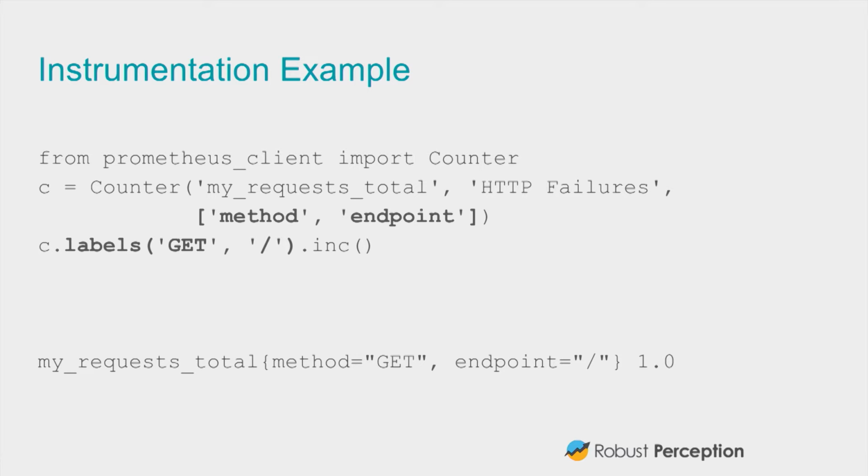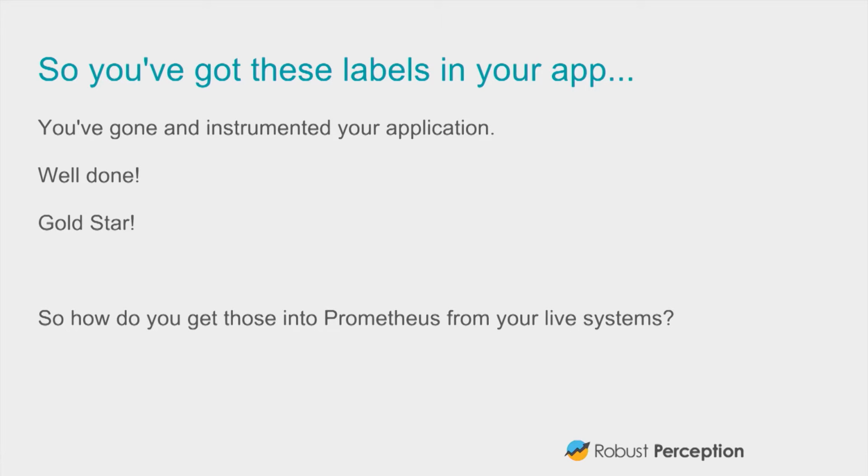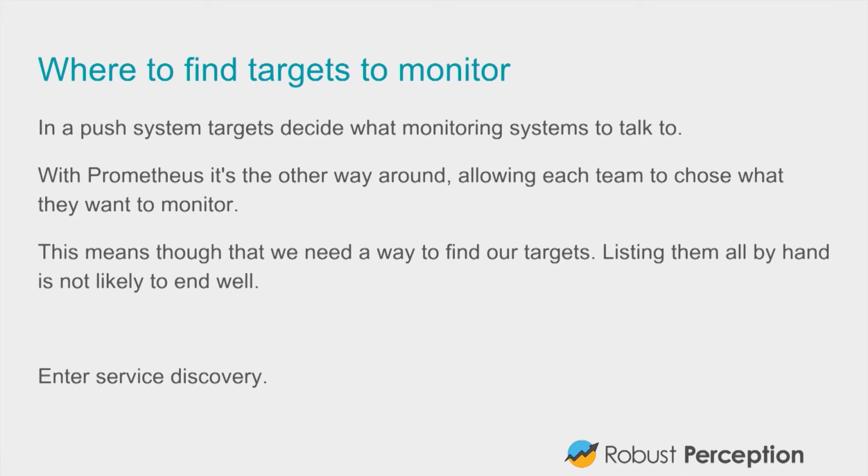So here's a Python example. You add these bits and you can get your method and endpoint for HTTP. Nice, simple example, and it looks like this in the text format. And great. So you've gone and instrumented your system. Very well done. Congratulations. That's what you're meant to do. But how are you going to get this data back into Prometheus? Because you've got a little bit of a problem.